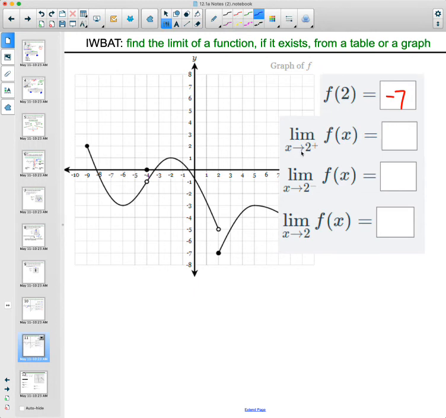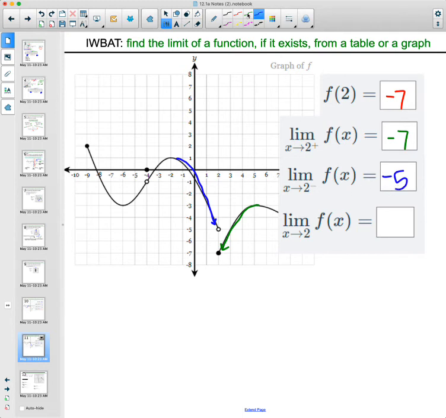Then this one says as x approaches 2 from the right. Okay, so the right-hand limit, so coming at it from the right side, this function is going towards -7. The limit as x approaches 2 from the left. Okay, so coming at it from the left, where's this going towards? Okay, and it's going towards -5.